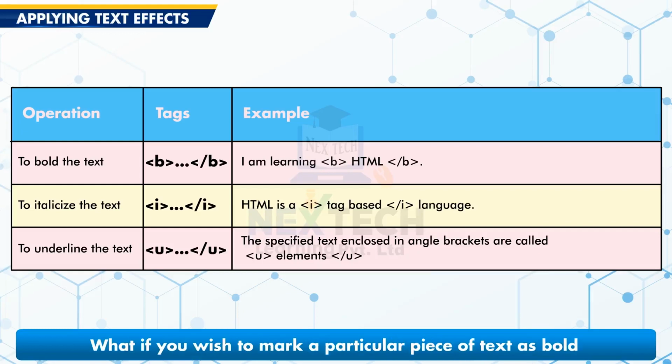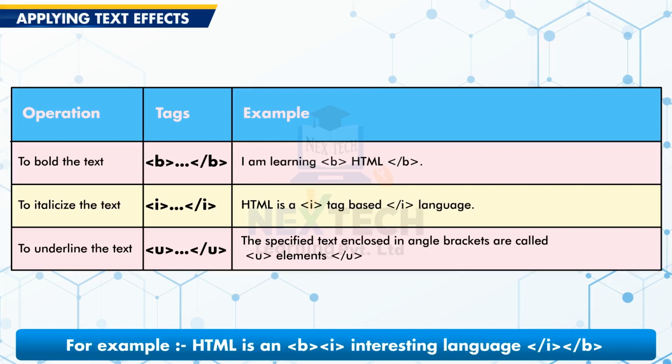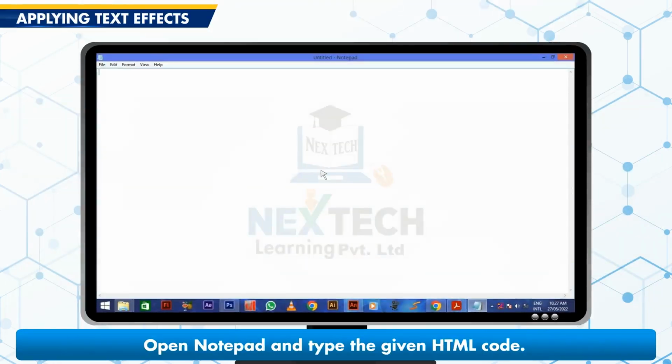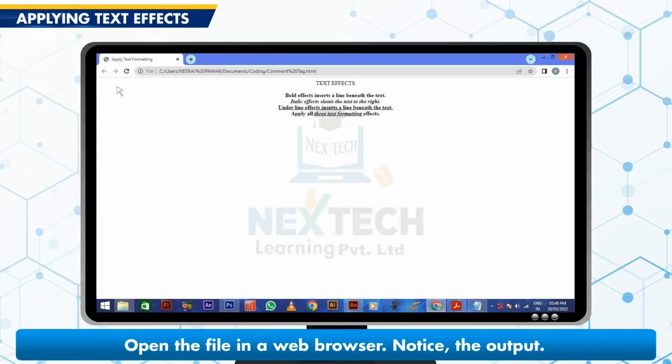What if you wish to mark a particular piece of text as bold and italic as well? The answer is simple: you can combine the two tags. For example, HTML is an <B><I>interesting</I></B> language. Open Notepad and type the given HTML code. Save the document as an HTML file. Open the file in a web browser. Notice the output.